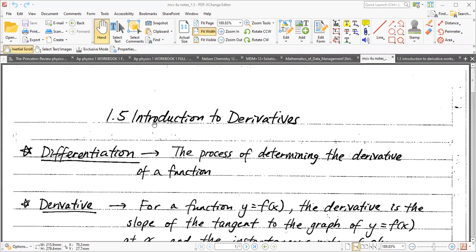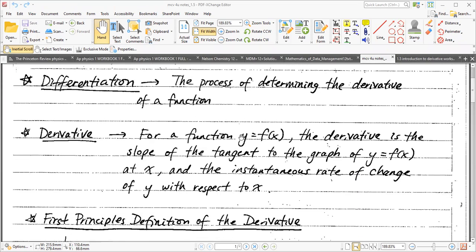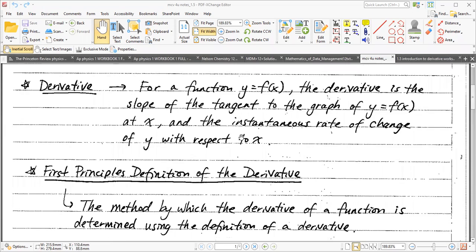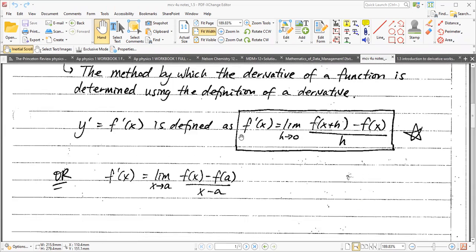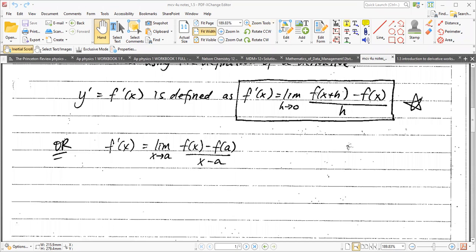This topic is Introduction to Derivatives. Okay, the derivative is the slope of the tangent line. If you remember, what was the tangent line? If we have some graph, the slope of this. Let's say this is point X. You want to find the slope at that point, right?